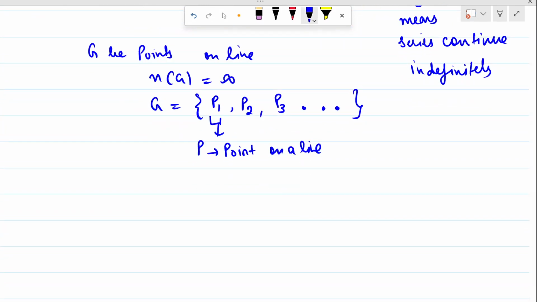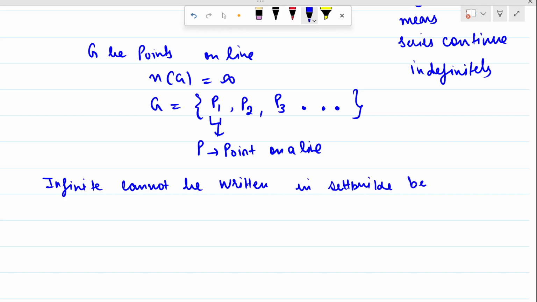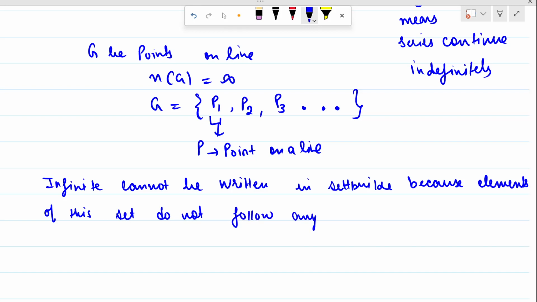Also, infinite sets cannot be written in set builder form because elements of this set do not follow any particular pattern.